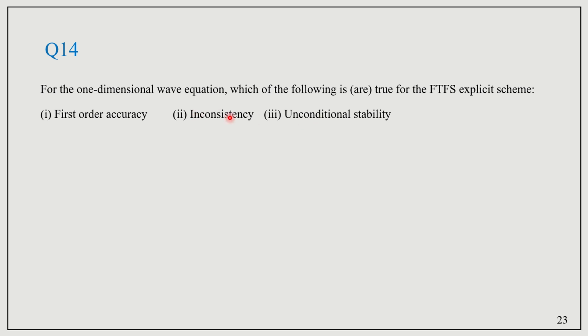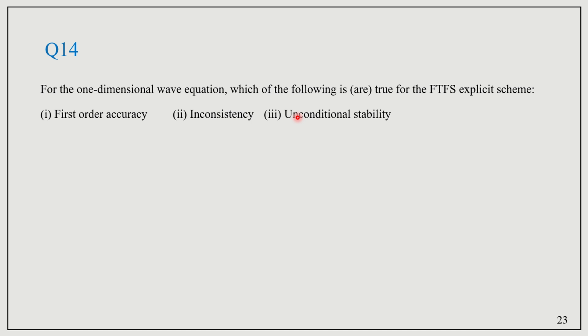And consistent is nothing but when we are reducing the time step and grid spacing, the solution will be approaching the exact solution of the PDE. And third one, it is unconditional stability. So again this is false because it is a conditionally stable system. So first one is true, second and third are false.